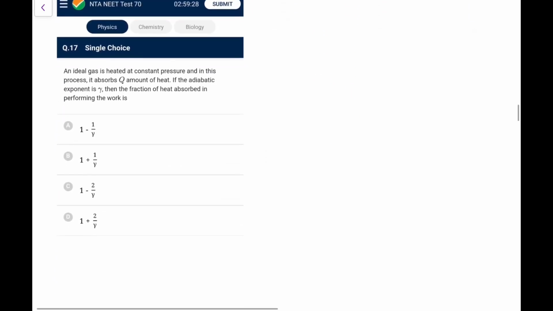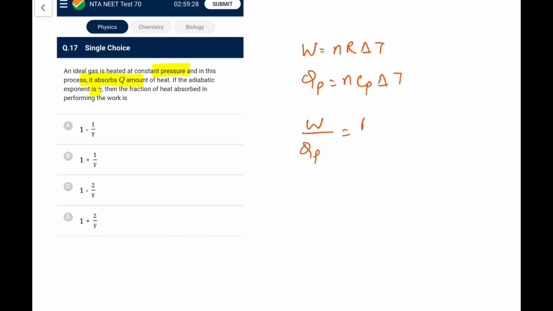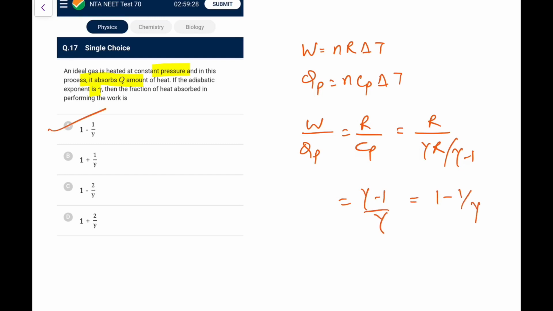Next one. An ideal gas is heated at constant pressure and it absorbs Q heat. If the adiabatic coefficient is gamma, then what is the fraction of heat absorbed in performing the work? So directly you can say at constant pressure, work can be written as nRΔT, Qp is nCpΔT. So the fraction of the heat going into work is simply R by Cp, and you know Cp is γR upon (γ minus 1). So it comes out as (γ minus 1) upon γ, that is 1 minus 1 upon γ. So you go for option A.